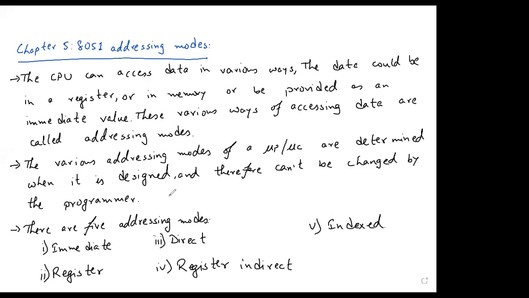So we begin chapter 5. The title is 8051 addressing modes. The definition given as the first point is self-explanatory. The various ways in which your CPU accesses data are known as addressing modes. Broadly speaking, there are 5 addressing modes: immediate, direct, register, register indirect, and indexed.